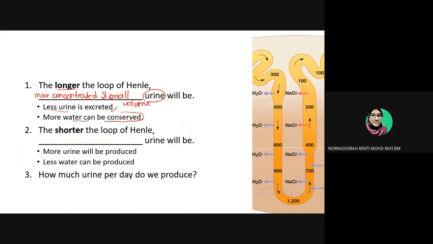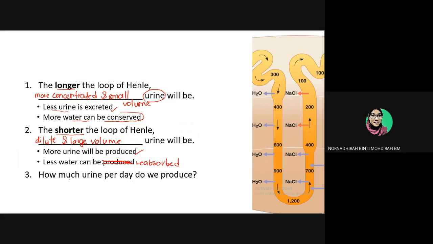Okay, and then number two, what will happen if the loop of Henle is shorter? What will happen? Okay, so kita akan berbezalah. So it is less concentrated or dilute urine, and a large volume of urine will be produced. So more urine will be produced, the more frequently we go to the toilet, and less water can be reabsorbed.